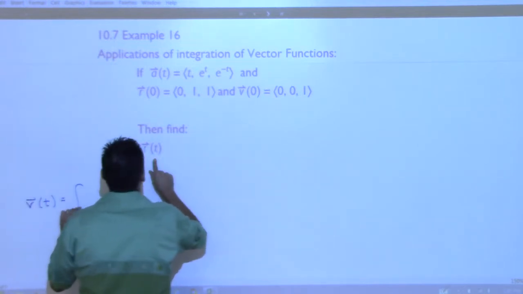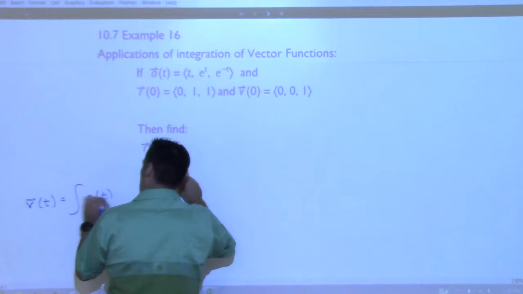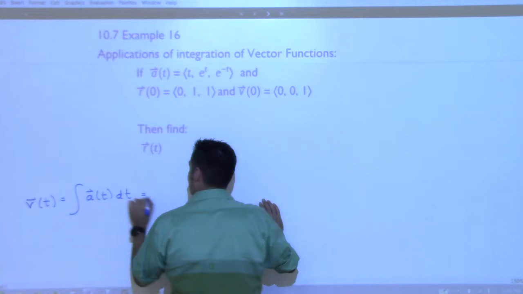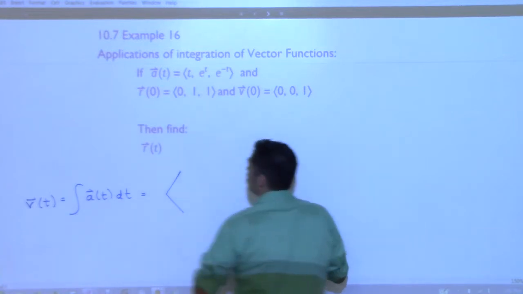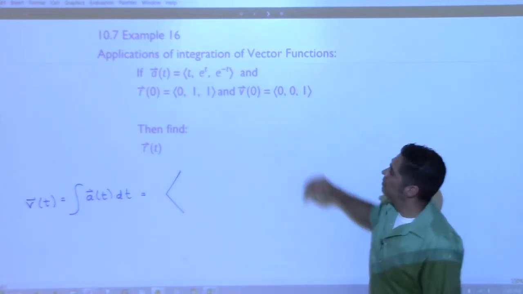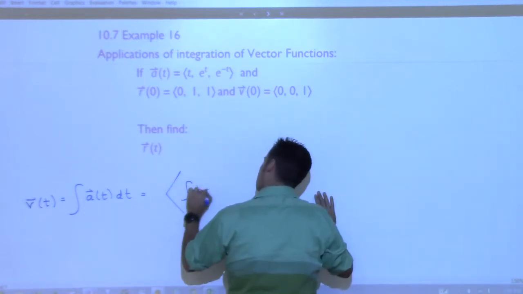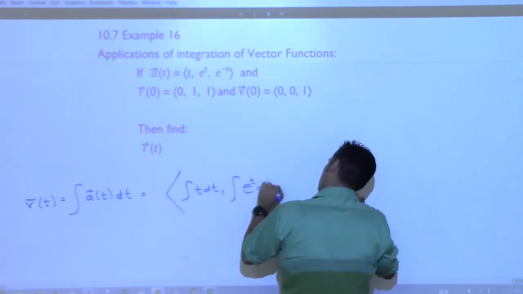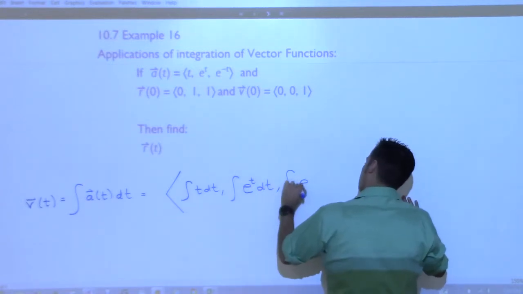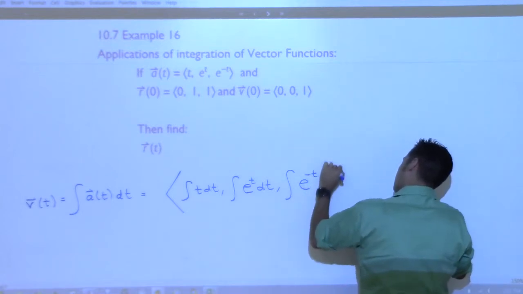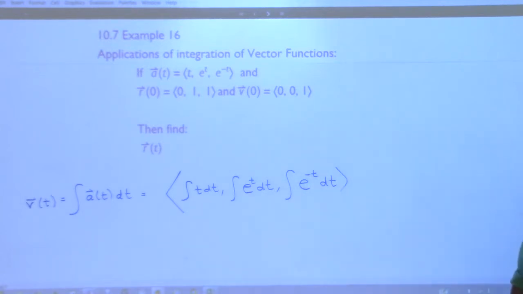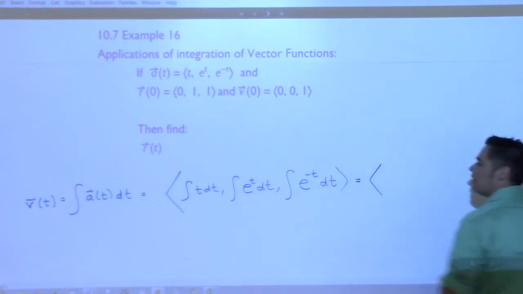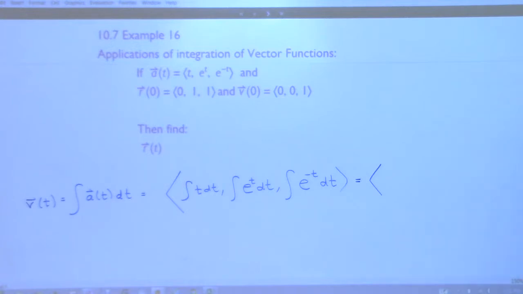To find v of t, we take the antiderivative of a of t with respect to t, which means we have to do the antiderivative of each component function. So the antiderivative of t dt, the antiderivative of e to the t dt, and then the antiderivative of e to the negative t dt. And this one's nice. There's no integration by parts or anything. These are all nice antiderivatives. So what is our velocity function going to be?